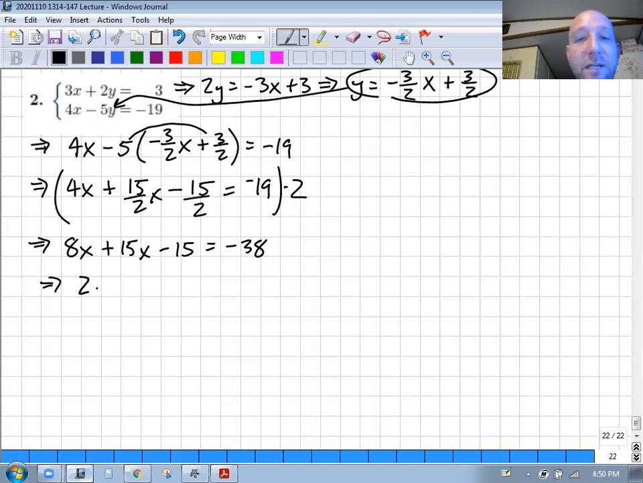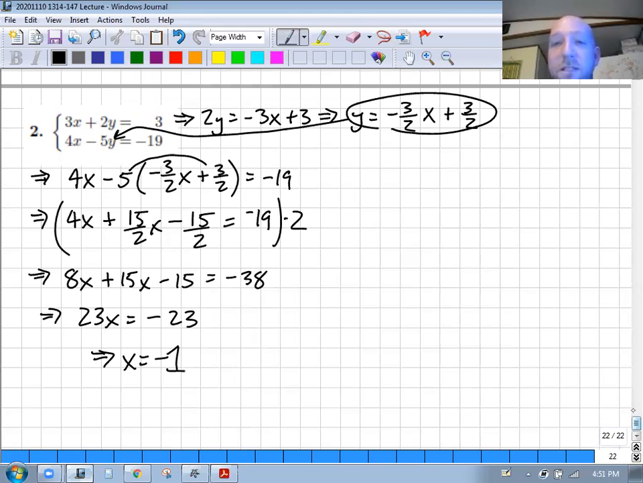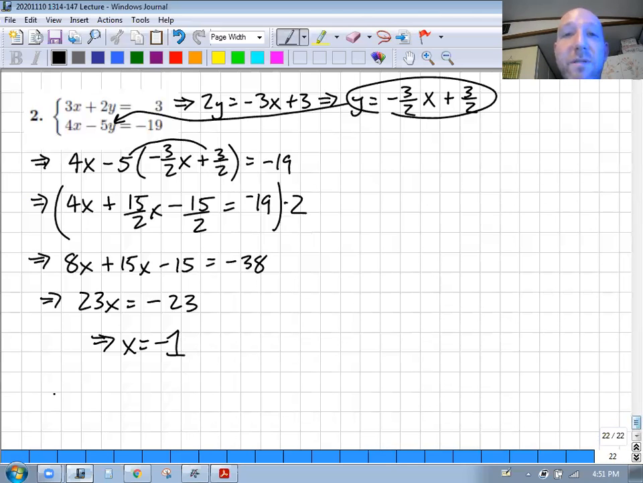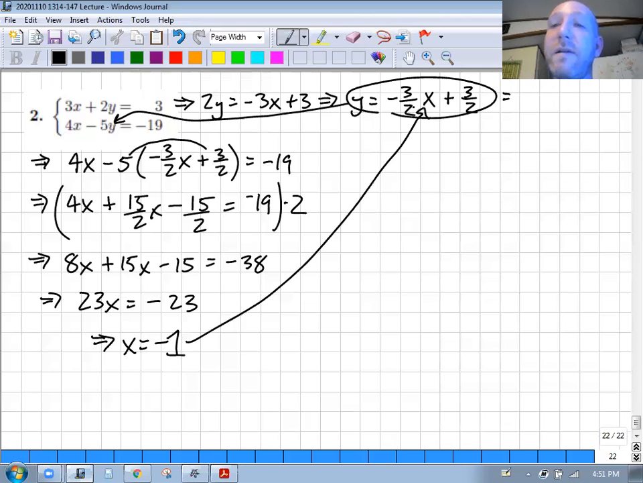So I got 23x equals negative 23. So I got x equals negative 1. Last time I got a positive 1. All right, I missed a minus sign somewhere. Right here. Negative 38 plus 15 should have been a negative 23. Should have gotten a negative 1. All right, so that was my mistake. But if I plug a negative 1 in up here, I got 3 halves plus 3 halves, which is 3. So negative 1, 3.